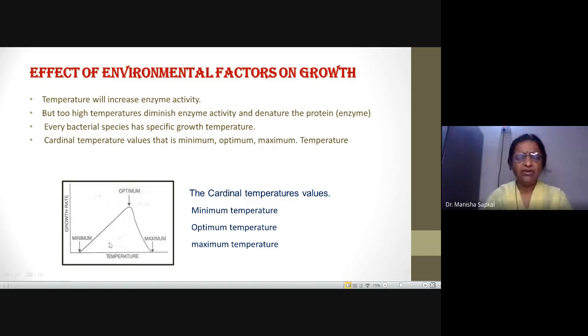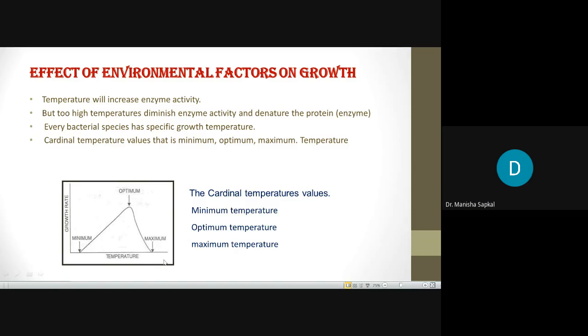While studying the effect of temperature, we will get three different values. This is the lowest temperature, below which, if we decrease the temperature further, there is no growth. So this is the minimum temperature. Minimum is the temperature below which the organism cannot grow. Then this is the other extreme end. Beyond this value, if we further increase the temperature, again the organisms will not grow. So this is the maximum. Maximum is the highest temperature above which the organism cannot grow.